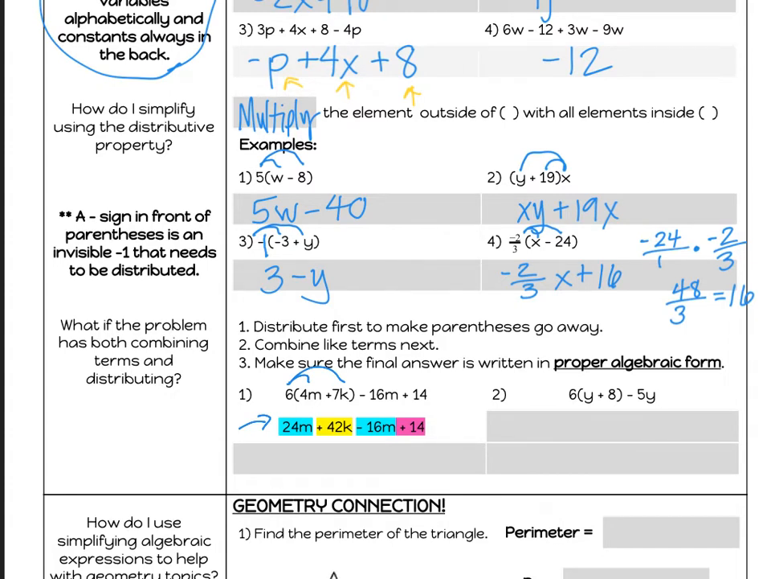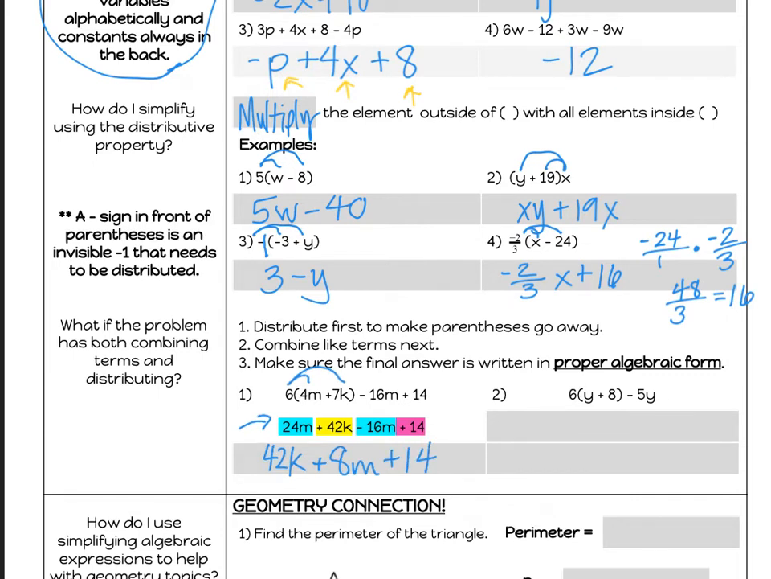And since there is only one set of like terms, we're just going to be working with what is in teal. So 24m minus 16m is going to give me 8m. However, K is before M in the alphabet, so I need to make sure that I write my 42K first, and then lastly, I'm going to write my constant.